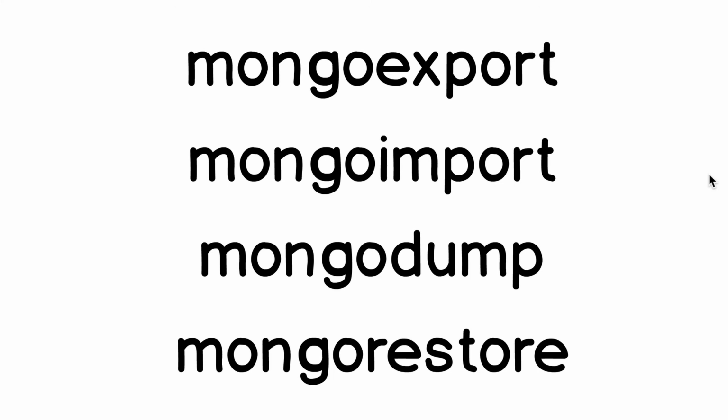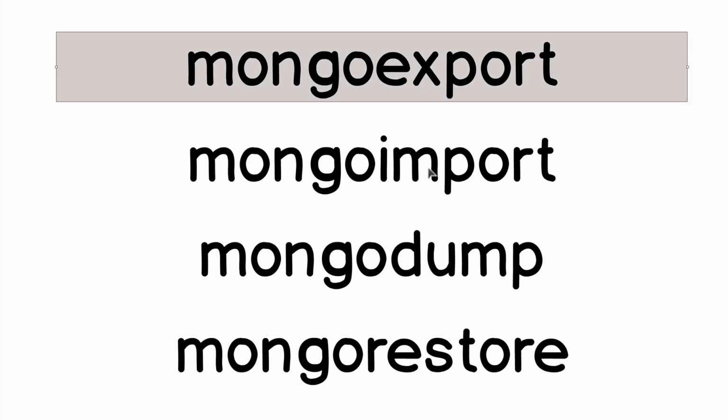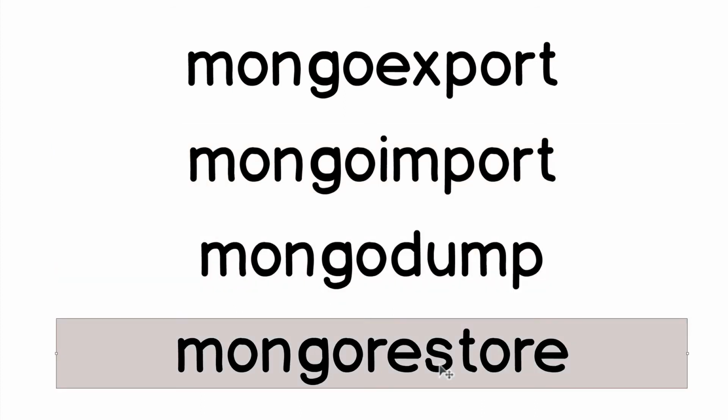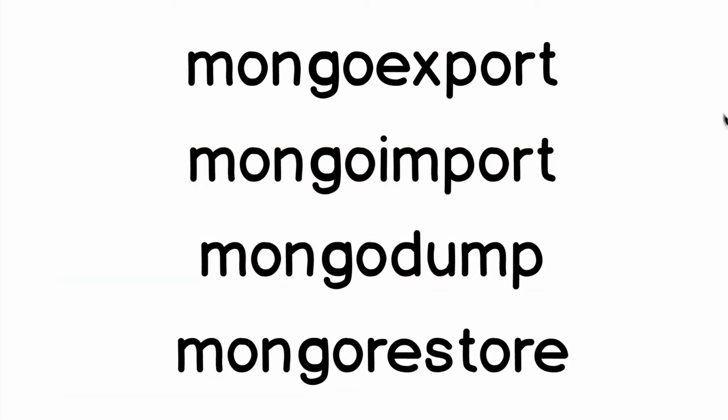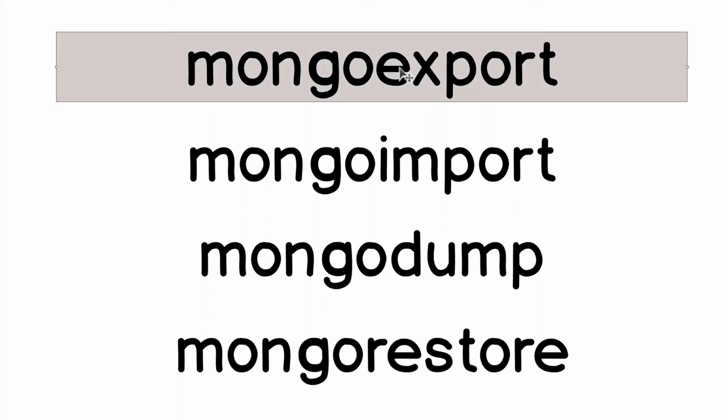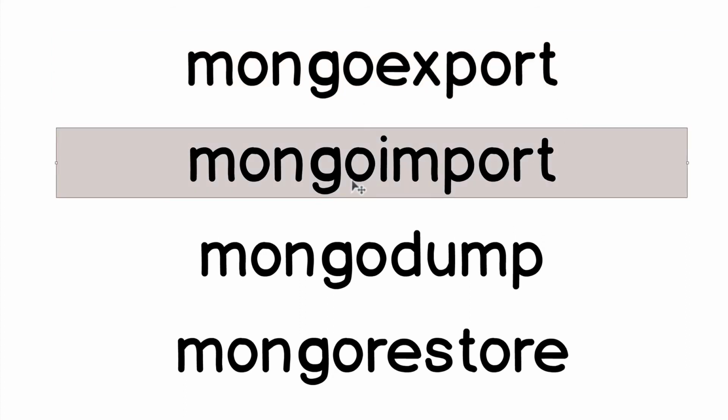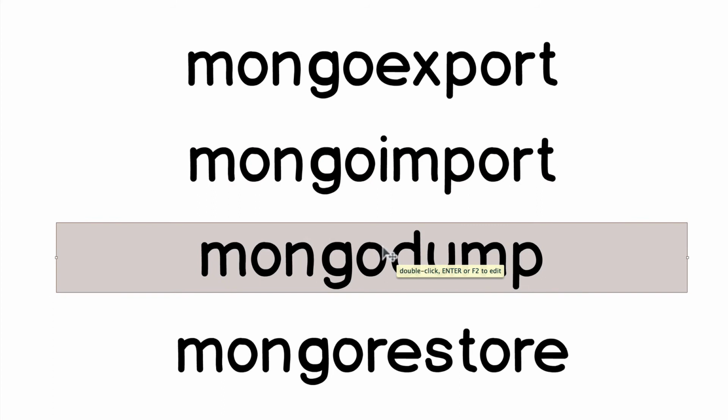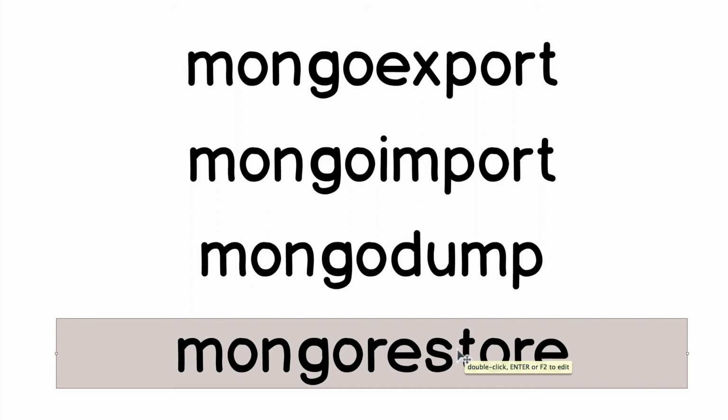Now I want to talk about MongoDB utilities, such as Mongo Export, Mongo Import, Mongo Dump, and Mongo Restore. Those utilities are separate applications and can be used for data management in MongoDB. Mongo Export is used to export specific data from a certain collection. Mongo Import is used to import data into a MongoDB database. Mongo Dump creates a dump from the MongoDB database. And Mongo Restore is used to restore data from the MongoDB dump.